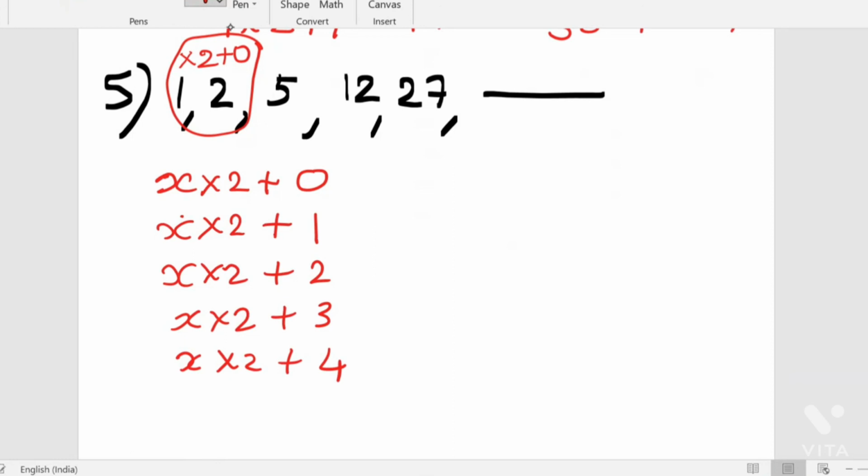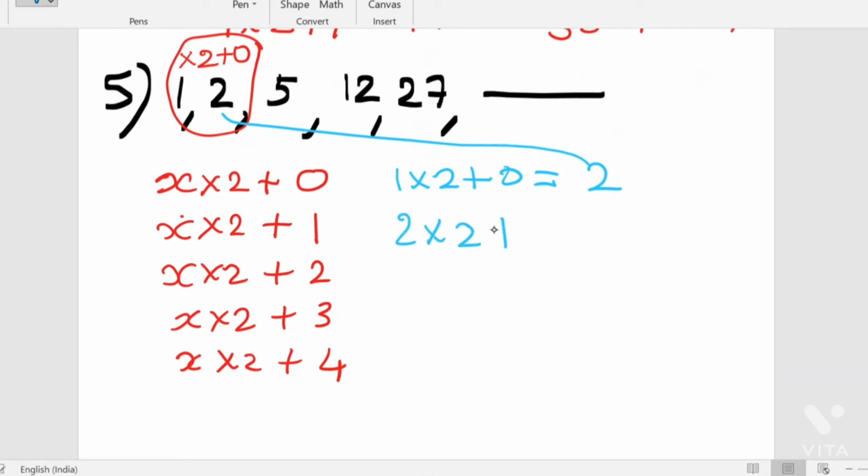So the first one, x means 1. 1 into 2 plus 0. We are getting 2. First number we applied. Now we got the number 2. Next we have to apply 2 here. 2 into 2 plus 1. We are getting the answer 5. We got it. Next we have to follow plus 2.